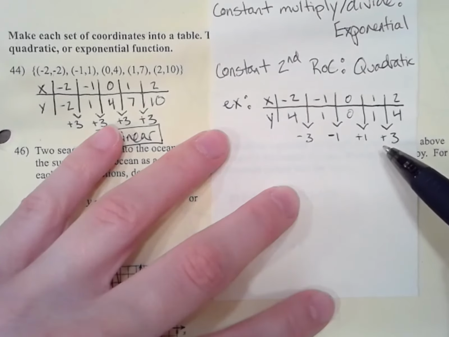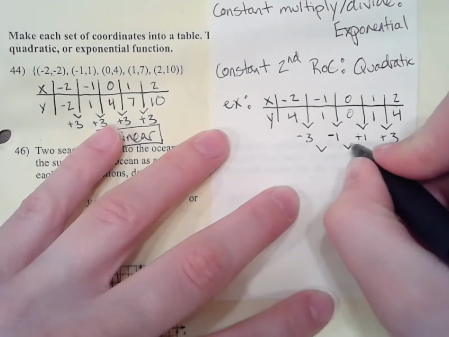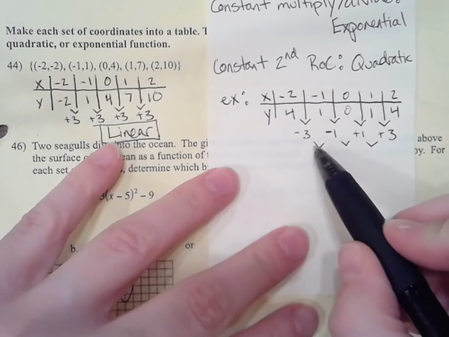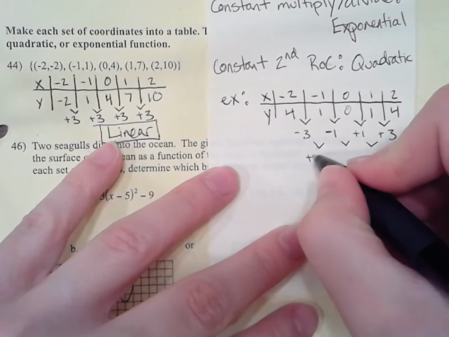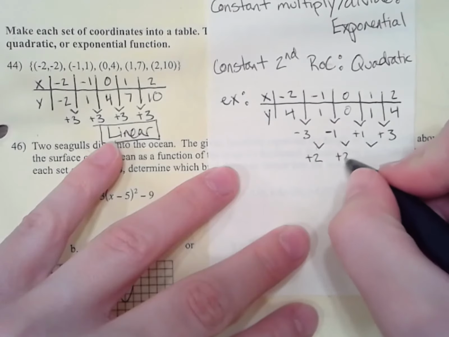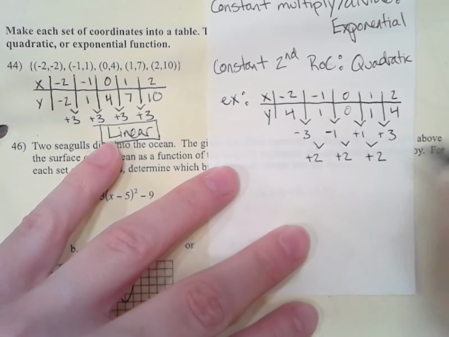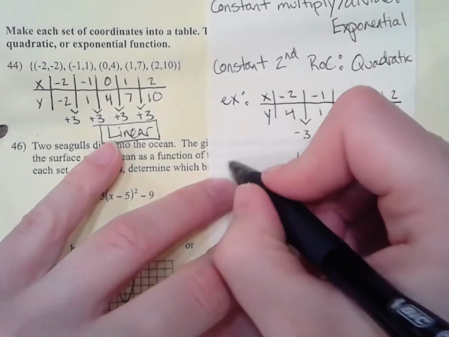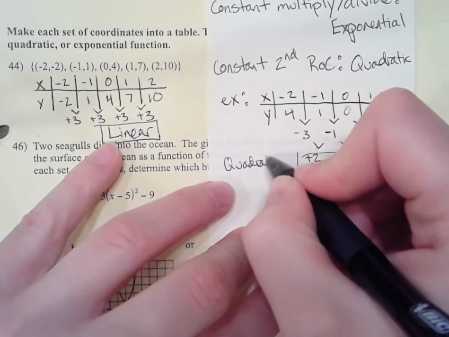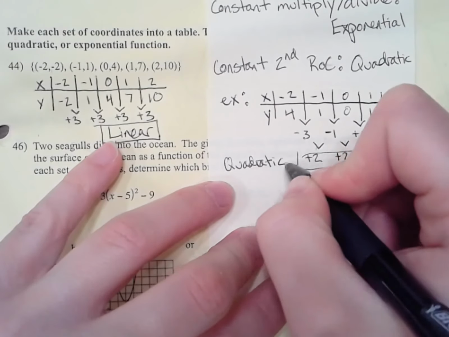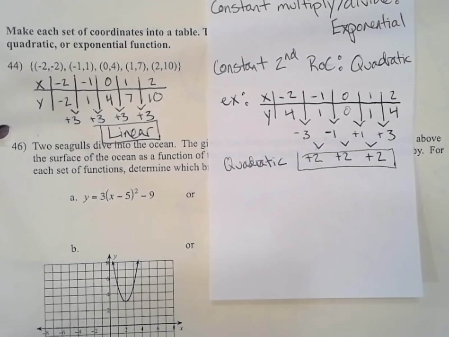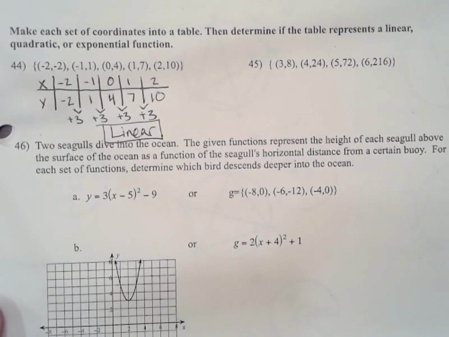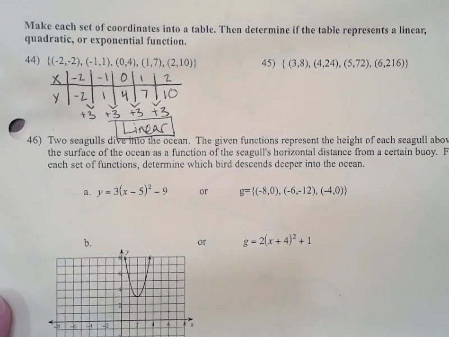So that is not constant. Well, I'm going to take a look at the second rate of change, meaning I'm going to analyze the rate of change of the rate of change. And to get from -3 to 1 is +2. -1 to +1, +2. 1 to 3, +2. So because my second rate of change was constant, that's what's going to identify this equation as quadratic. Okay, I think that's good for that one.